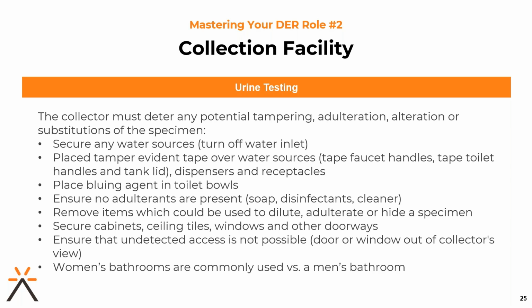You're going to go around that room and go, okay, if I was going to cheat, what would I do, right? You're going to remove anything like disinfectants. A lot of times there's cleaning products, get it out of there, right? Anything that could be used to hide something, like if there's a box of Kleenexes, a person could slide some fake urine in there, okay? Look around, take everything out that you can. Make sure that the windows and other doorways are secured.